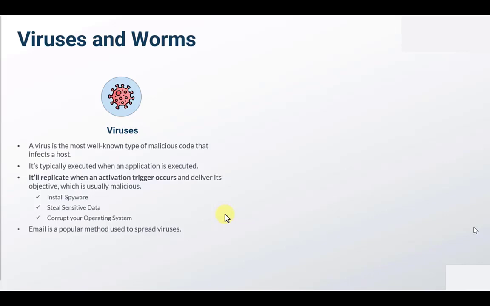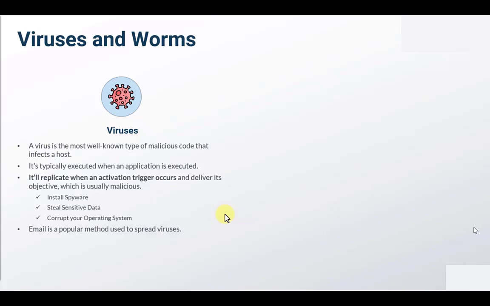So the first type is called viruses. A virus is the most well-known type of malicious code. Malicious code means software that infects a host. It is typically executed when an application is executed. The most important point is that whenever some application is executed, then a virus can be executed. The virus does not execute itself; it depends upon some application.